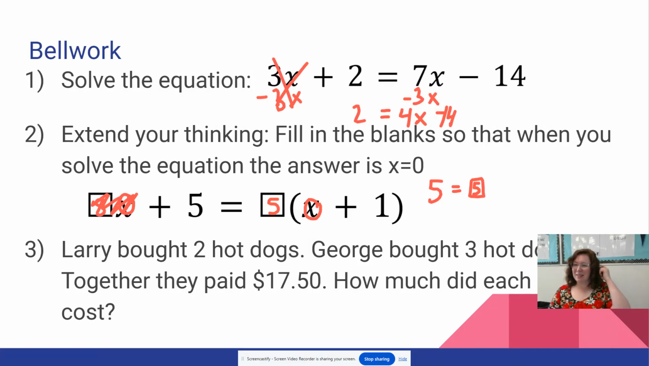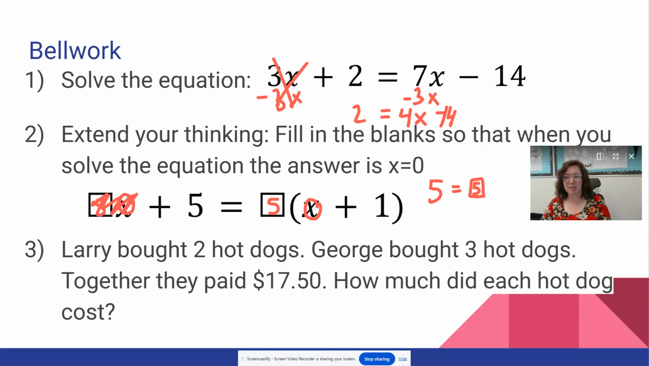And then question 3: Larry bought 2 hot dogs. George bought 3 hot dogs. Together, they paid $17.50. How much did each hot dog cost? Ooh, that's such a good one. Okay, there's lots of ways you can solve it. We're actually going to learn a way later today.